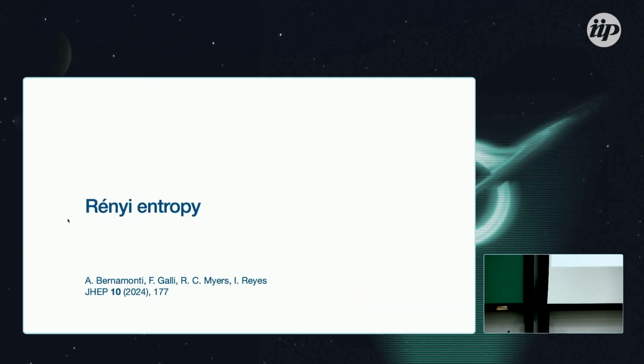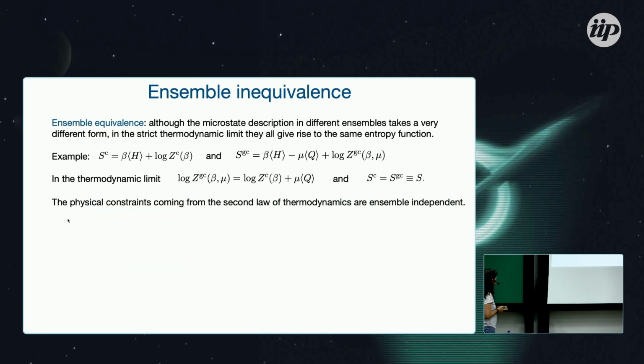So let's try to apply these constraints to black holes and see what they imply. But before we do that, there are some important points that I want to make, which are generic and very important. So the first one is about ensemble inequivalence.